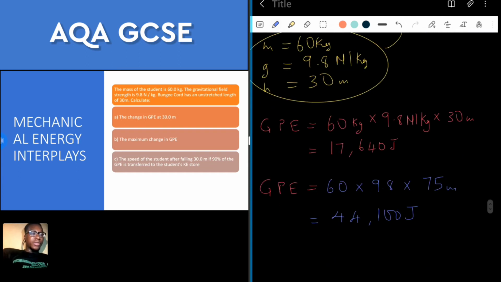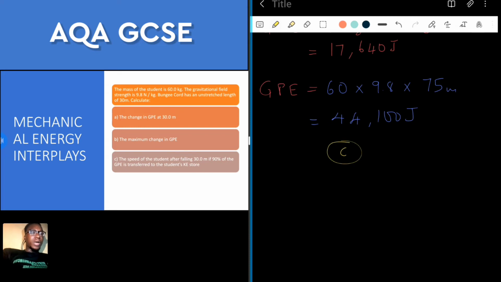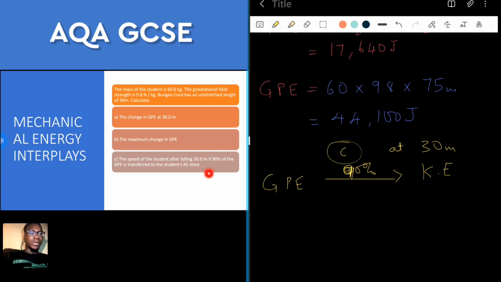So all we have to do here is just to say that from GPE to KE, only 90% was transferred. Okay, so we'll have 90% of the GPE at 30 meters. Note, at 30 meters. So you won't go about inputting the GPE at 75. It was stated specifically in the question that it's the GPE at 30 meters. That's what we're working with.